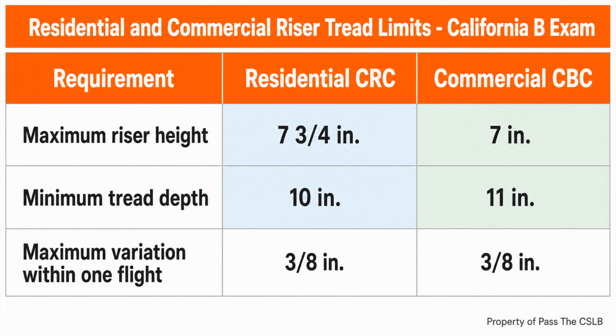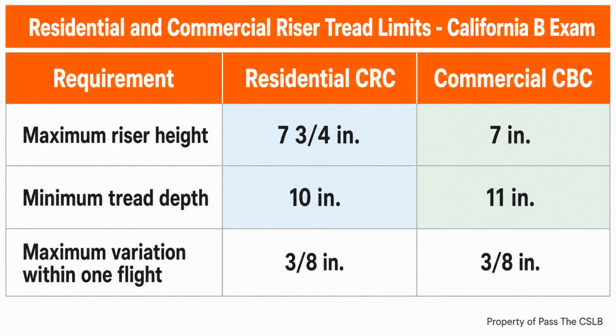For a commercial stair governed by the California Building Code, the basic pair changes. The maximum riser is 7 inches, and the minimum tread is 11 inches. The commercial profile is therefore shallower in rise and deeper in tread than the residential profile. Looking at this comparison, I want you to lock in the boundary rather than memorize one floating pair of numbers. Residential is 7 3/4 by 10. Commercial is 7 by 11.